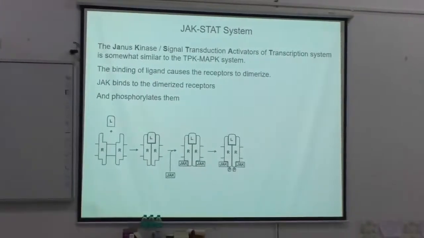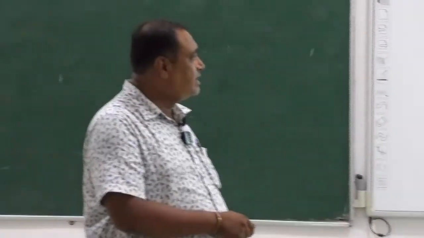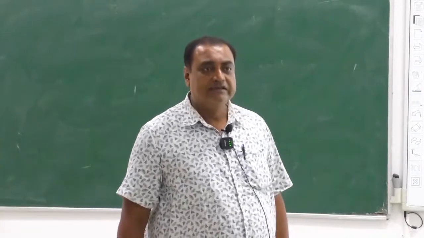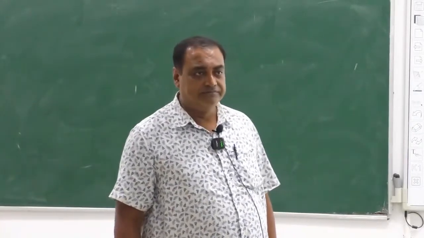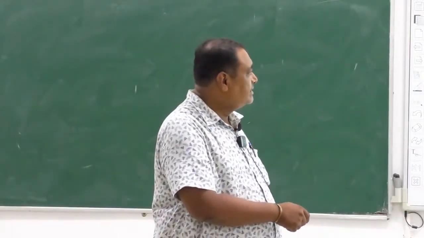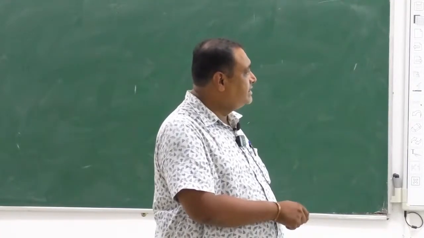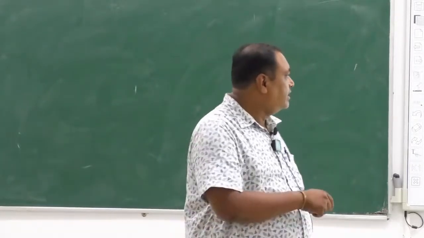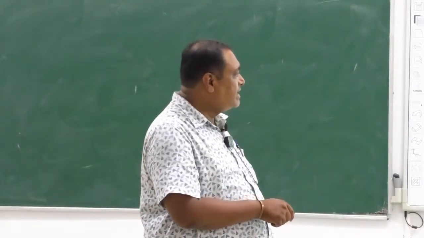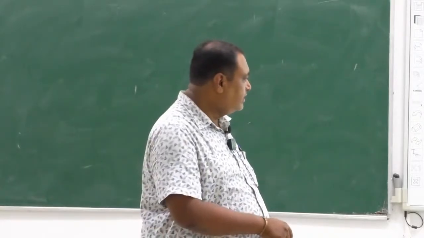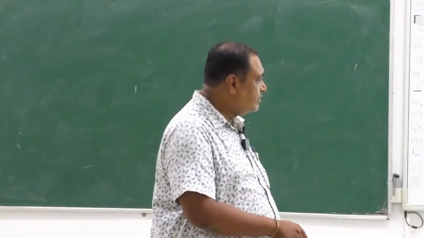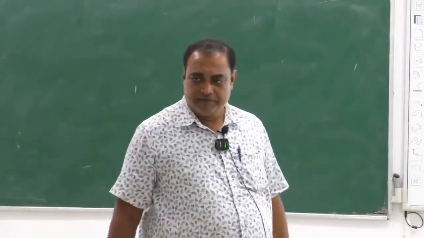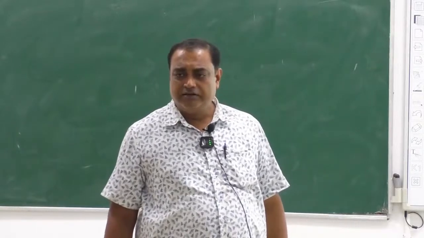জেনাস কাইনেজ, সিগন্যাল ট্রান্সডাকশন অ্যাক্টিভেটরস অফ ট্রান্সক্রিপশন সিস্টেম, জ্যাক স্ট্যাট pathway, JAK STAT pathway, signal transducers and activators of transcription system. লিখে রাখো এটা। JAK binds to dimerized receptor, এই dimerized receptor তার সঙ্গে জ্যাক বাইন্ড করে, এই যে জ্যাক, দুটো জ্যাক দুদিকে বাইন্ড করে। জেনাস কাইনেজ কেন বলা হয়?